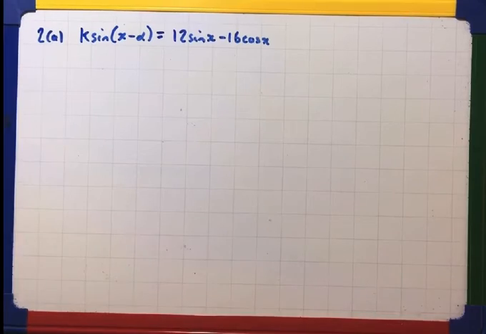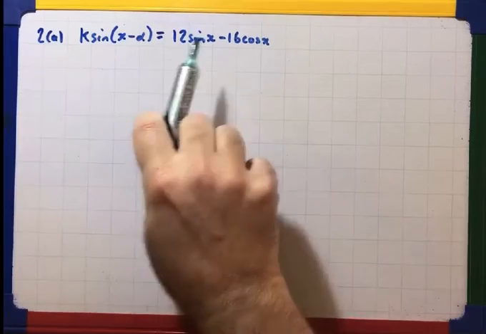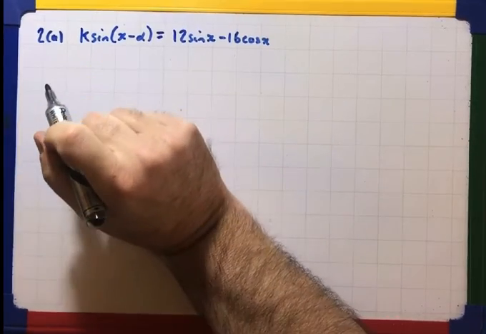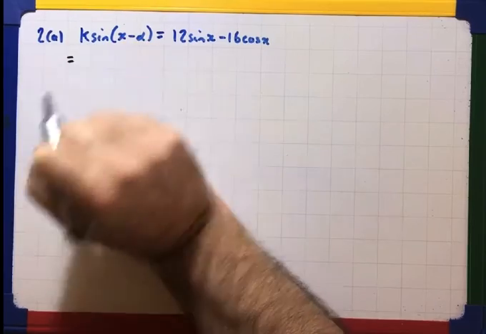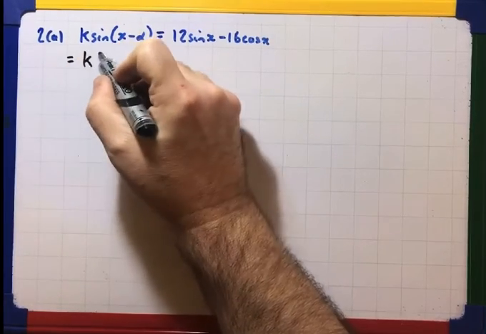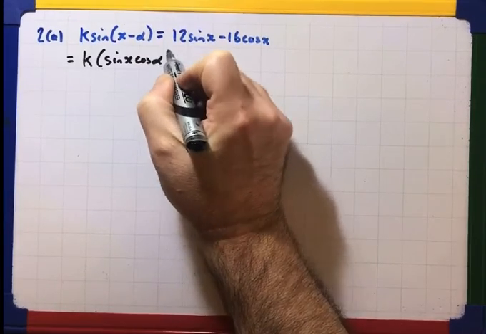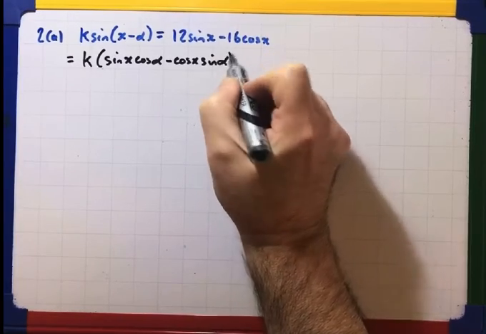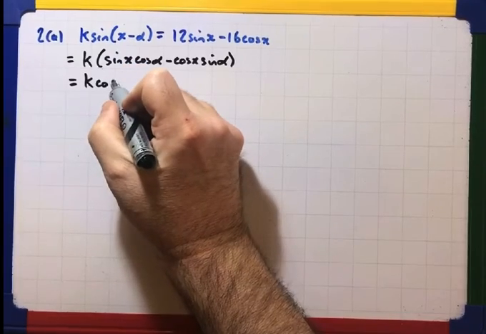Okay, next one. Again, we've been asked to write that in this form, so expand this thing first of all. I'm not going to write it in green, that's a rubbish colour, it doesn't show up very well. If we expand k sine x, remember k sine x cos alpha minus cos x sine alpha. Rearrange it so you've got the constant bit at the front, the alpha bit at the front.